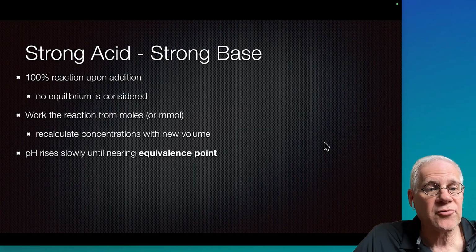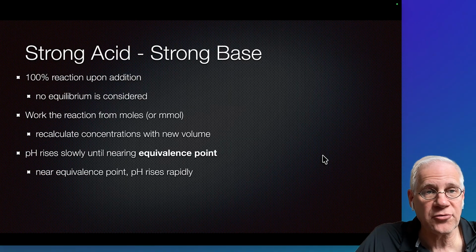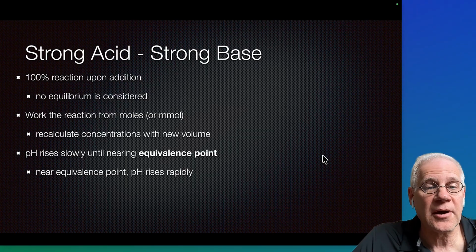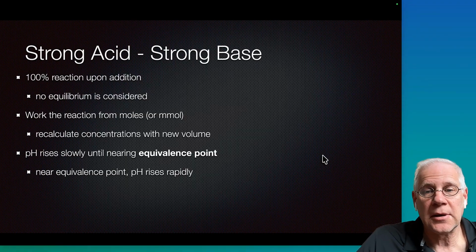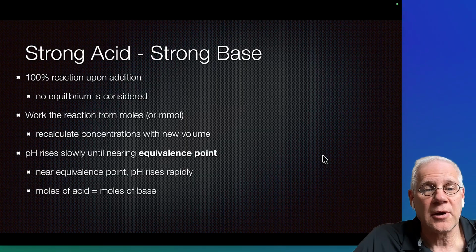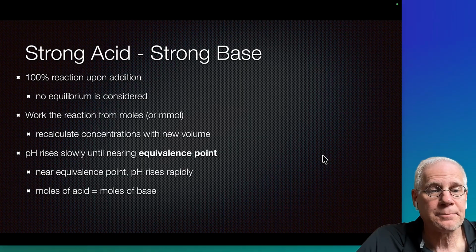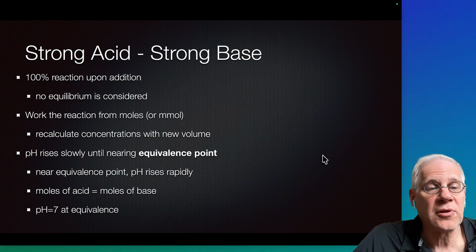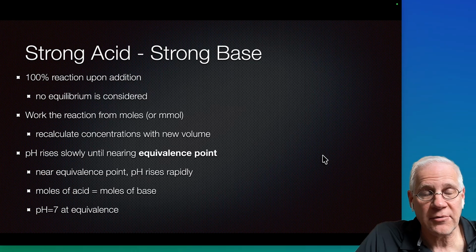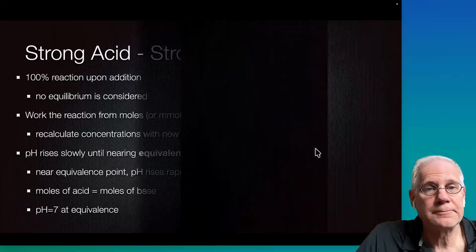So as we've seen in graphs earlier, if you're titrating a base into an acid, as you add that base, the pH will rise very slowly until you're nearing your equivalence point. As soon as you get close to your equivalence point, the pH rises very rapidly, passes through the endpoint pH, and at that point, moles of acid that you started with are equal to the moles of base that you've added. And at the equivalence point where those two things are equal, you will have a pH of 7, only for this situation where you have a strong acid and strong base being titrated.